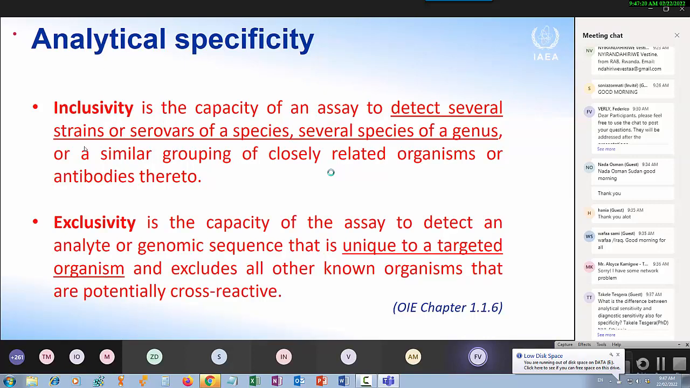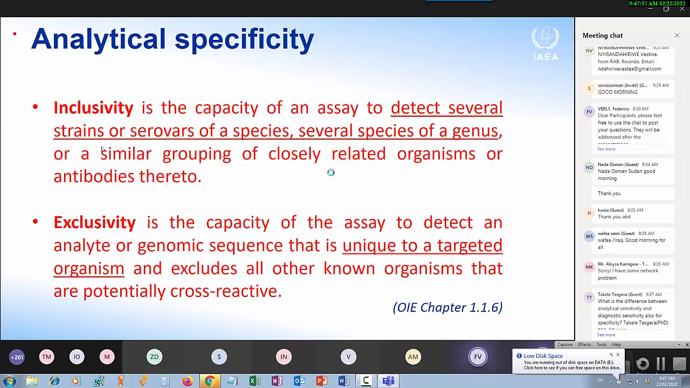So to cover the wide range of variability within one certain microorganism or pathogen. On the other hand, exclusivity is the opposite of inclusivity, and it is the capacity of the assay to detect an analyte or genomic sequence that is unique to a targeted organism and excludes all other known organisms that are potentially cross-reactive. And this characteristic is usually assessed and should be high in confirmatory or differentiating methods.